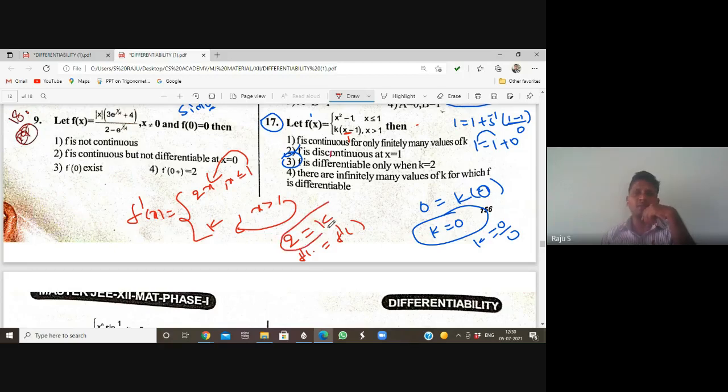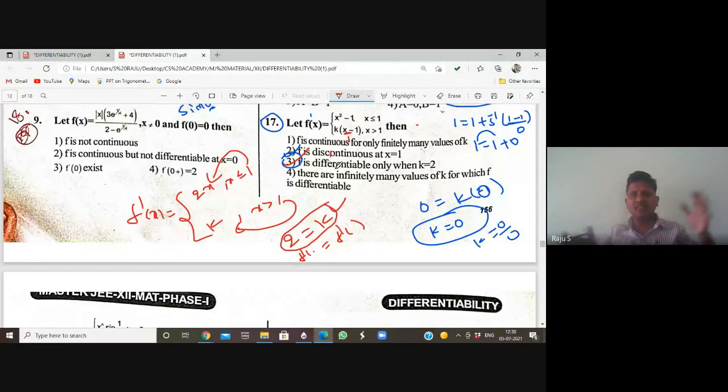When k is equal to 2 alone, it is differentiable. So the third option is right. It is differentiable only when k is equal to 2, because we got directly k is equal to 2. Are you going to get any other values of k? No. Third option is right.